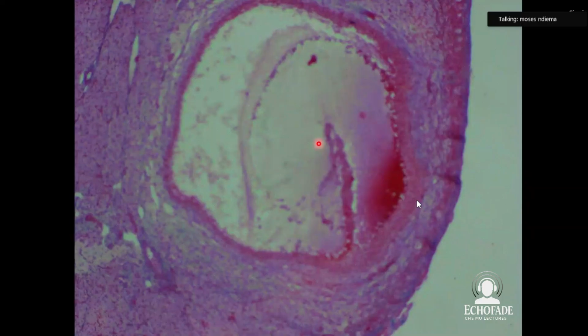That blood clot gets resorbed. Once it gets resorbed, those cells differentiate under the influence of luteinizing hormone to form lutein cells. It then forms what you call the corpus luteum immediately after ovulation.